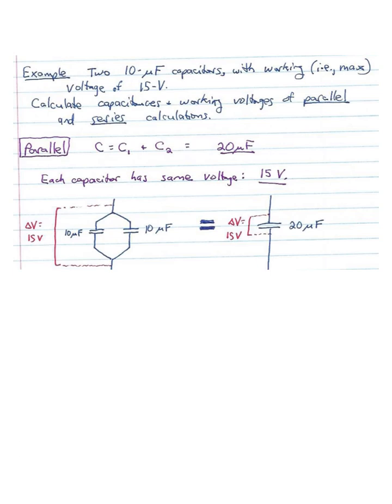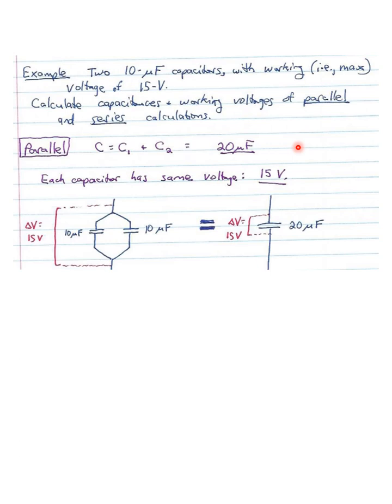So for example, two 10 microfarad capacitors with a working voltage of 15 volts. And remember, that means that's the maximum voltage you can hook them up to without them exploding. Calculate the capacitances and working voltages of parallel and series. So let's first work with them in parallel. You have the total capacitance, C1 plus C2, and here's the picture I've drawn right there. They're both 10 microfarads, and 10 plus 10 is 20 microfarads.